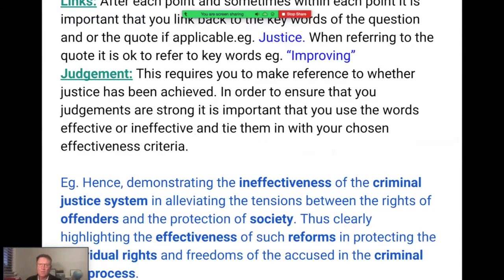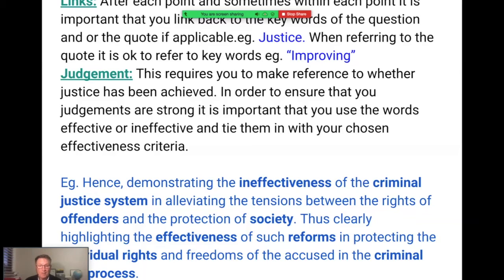When I'm finishing my paragraphs, it's really important to make a link back to the question. As I'm explaining my answer and summing up my individual paragraphs, I need to refer to the words from the question and the verb from the question, such as evaluate. I need to be linking back to it. If you look at the bottom here, I'm finishing my paragraph by saying hence or therefore, demonstrating the ineffectiveness.